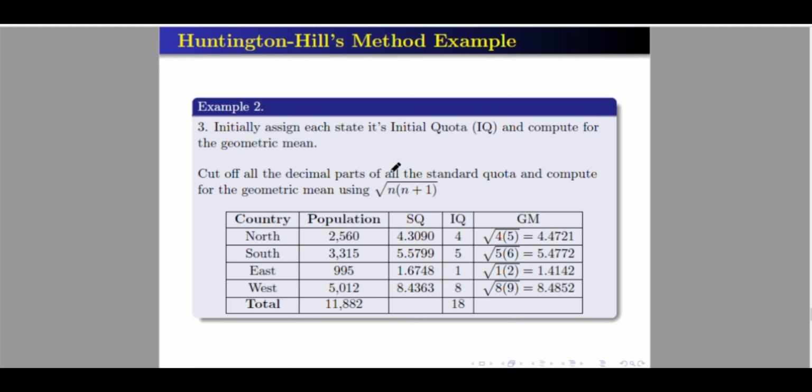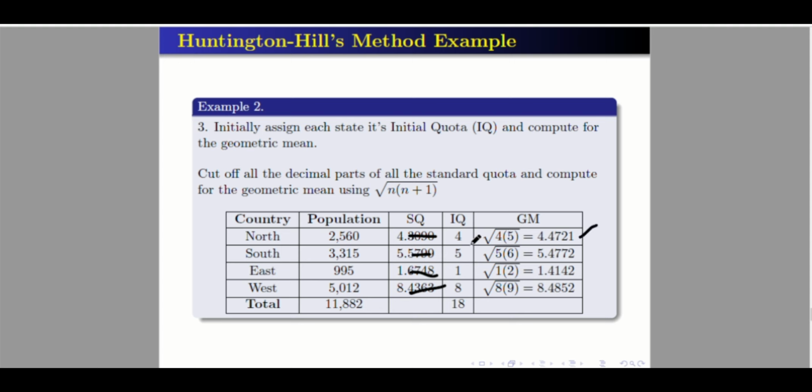And then step number 3 is to find the initial quota. So cut off the decimal places. So we have 4, 5, 1, and 8. And the total is 18. But we need 20, right? Because there are 20 seats. Because of that, we proceed by computing the geometric mean. So our n, we have 4. So 4 plus 1 is 5. So we have the square root of 4 times 5.